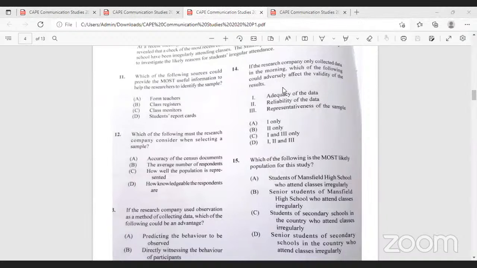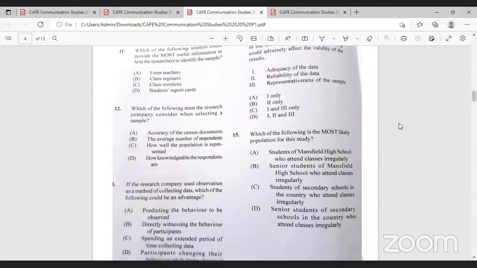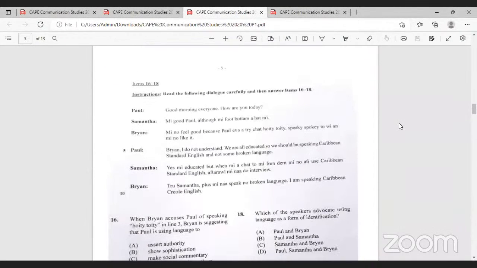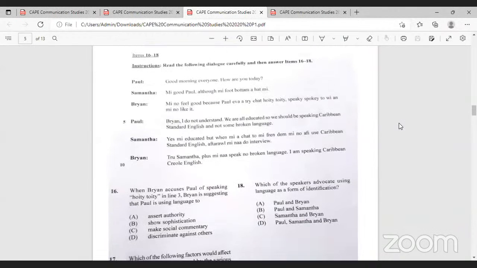12, to repeat, 12 is C, how well the population is represented. If you're trying to find a sample, then you want it to be representative of the population. So 12 is C. All right, moving on, 16 to 18. Remember, from 16 onwards is module 2. So we're doing dialogue and Creole and English and all of that.